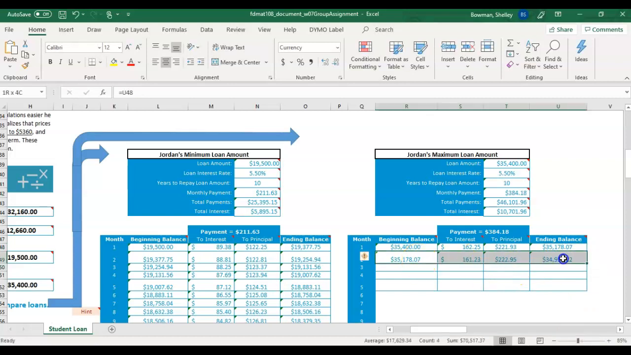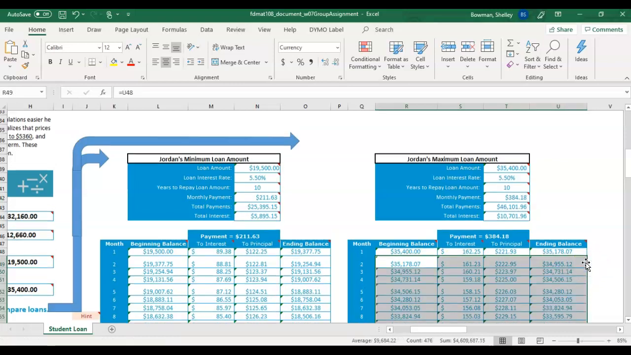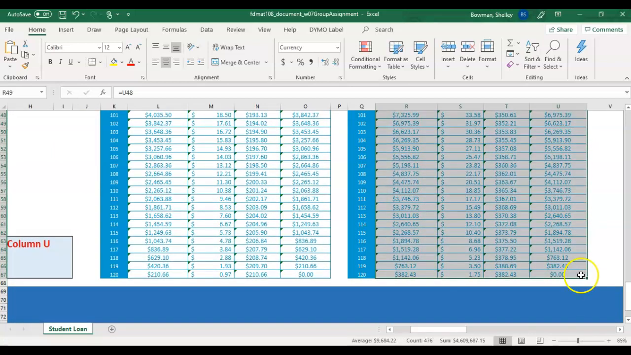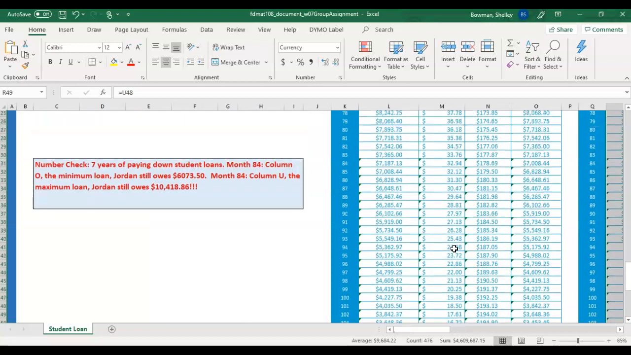This one is correct, everything in month 2, so I'm going to highlight it, double click, and it'll fill it in all the way down to 0 on month 120. Looks good. Okay, so that's how we complete both of those.